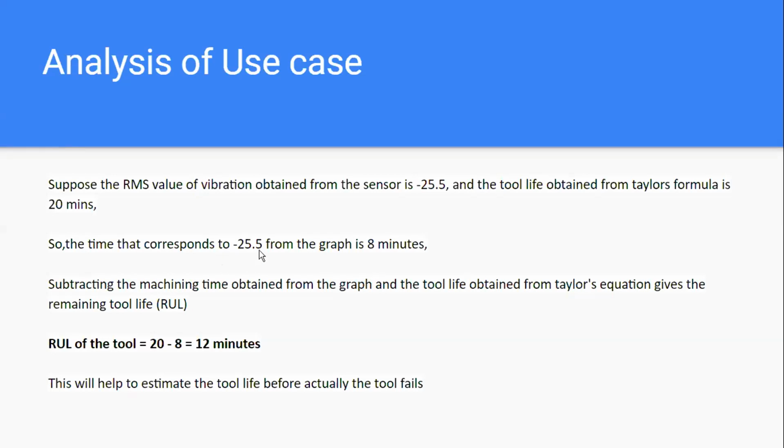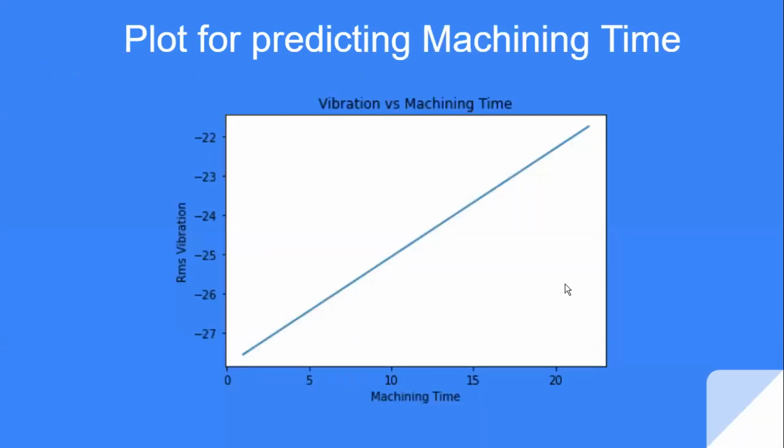Yes, sir. Because if there is any new value coming in, if you can just go back and show me the graph again. So if I say that for machining time 20, I will have a vibration of minus 22, what does it mean? I'm not getting a sense out of it. Sir, I meant, for the new vibration value coming in from the sensor, suppose the vibration was minus 24, the corresponding machining time at that point was 15 minutes. And what does this 15 minutes mean?